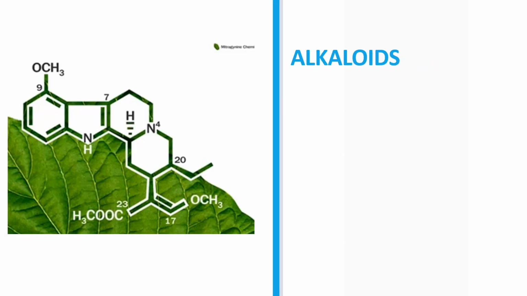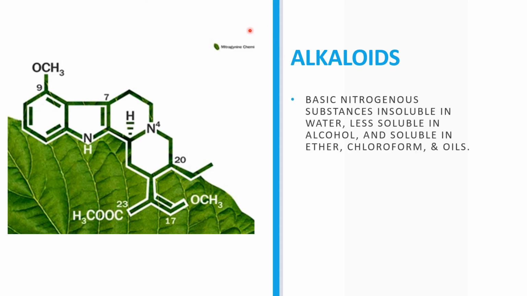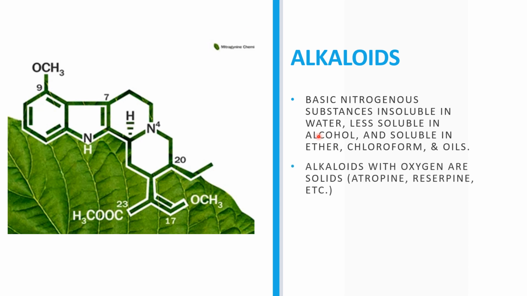Alkaloids are a class of basic naturally occurring organic compounds that contain at least one nitrogen atom. They are also defined as basic nitrogenous substances that are insoluble in water, less soluble in alcohol, and soluble in ether, chloroform, and oils. The alkaloids consisting of oxygen are solids.